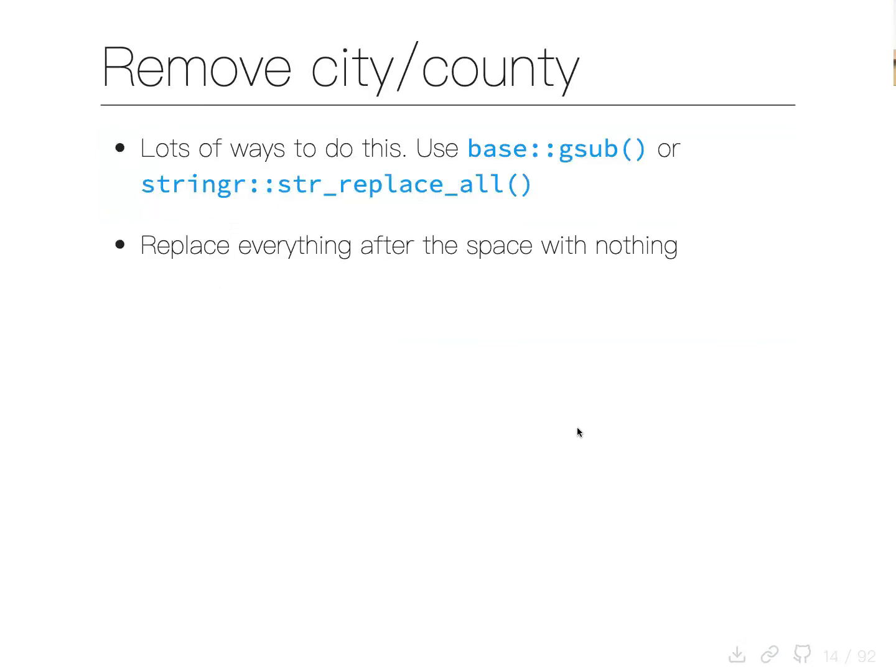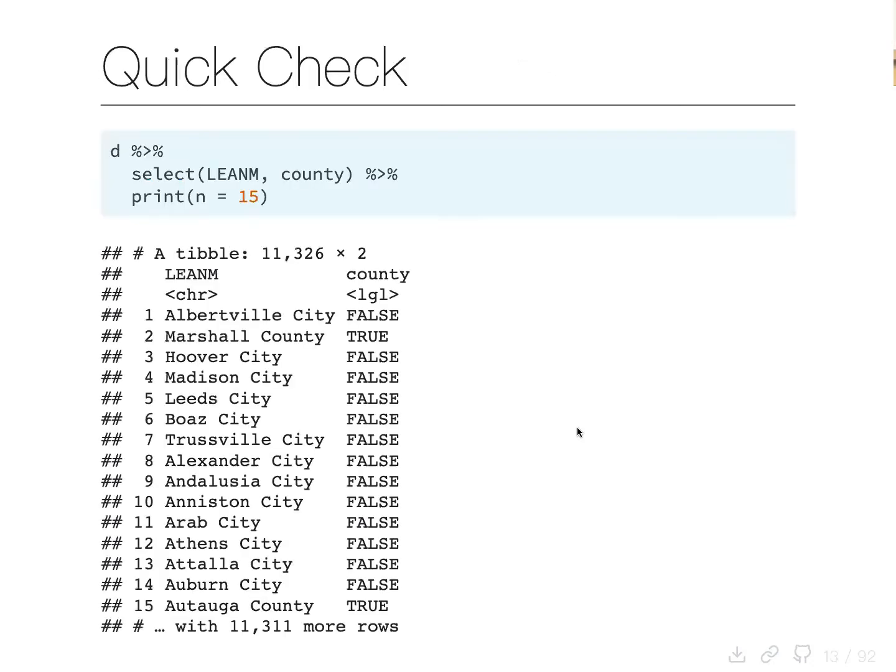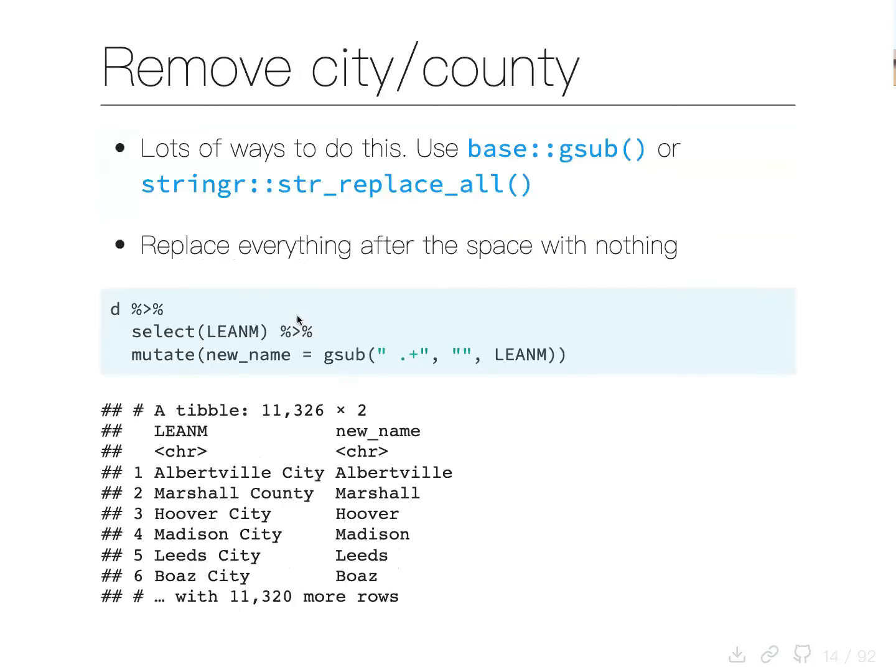Okay. All right. Now, what about removing city/county from the LEA name? So again, I said that I would probably use base gsub, but you could use stringr's str_replace_all. Okay. There's many different ways to do this. But what I would do is just say, okay, well, given that these things look like some city name and then a space and then either city or county, I'm just going to look for the space, and I'm going to replace the space and everything after the space with nothing. Okay, so that looks like this.